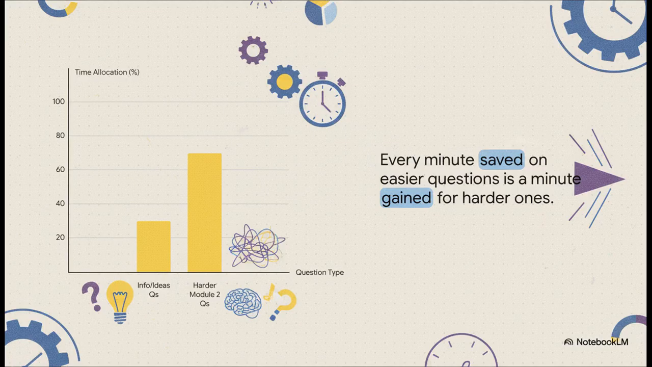Just look at this trade-off. Every single minute you save on a straightforward evidence question is another minute you can invest in a really tough logic question later on. You are literally buying yourself time to tackle the problems that are going to push your score into that top bracket for AUB and LAU.